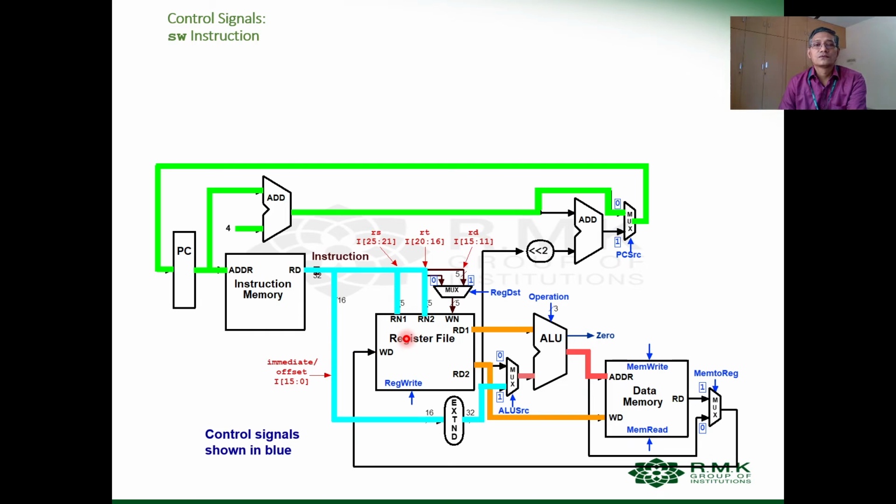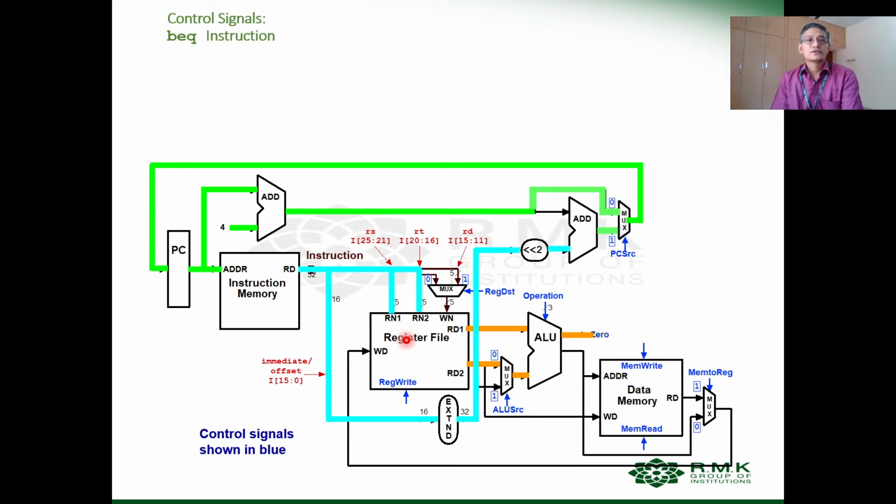PCSrc is 0. So for the store word instruction, ALUSrc is 1, then ALU operation is 0, 1. Memory write is 1, memory read is 0. Memory to register we will not consider, and the register destination is also not considered. Register write is 0, right? PCSrc is also 0. These are all the asserted signals for the store word.